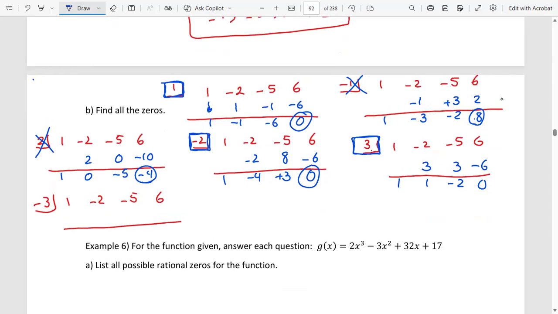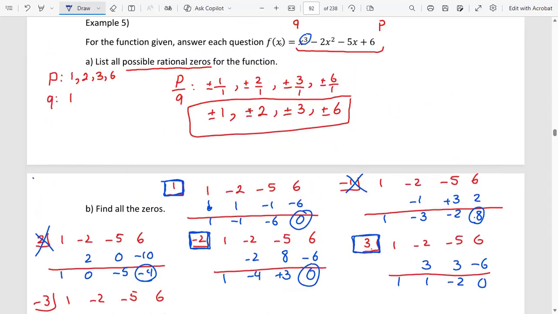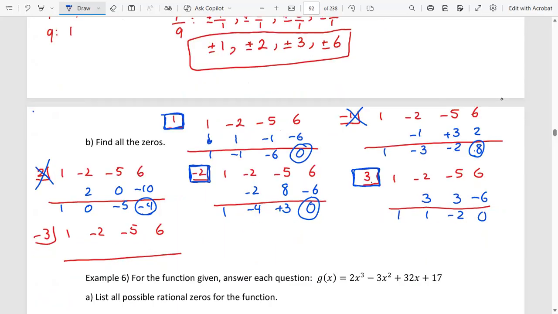And since I had a third degree polynomial, since the degree was 3, I can have at most 3 zeros. And I found all 3 zeros, so I don't need to check the rest. So I'm done. I don't even need to check -3, +6 or -6. So my answers are x equal 1, x equal -2, and x equal 3. These are the zeros of this polynomial.